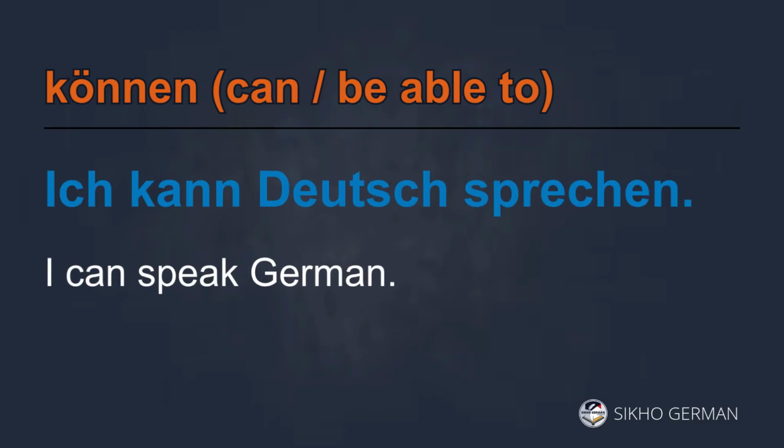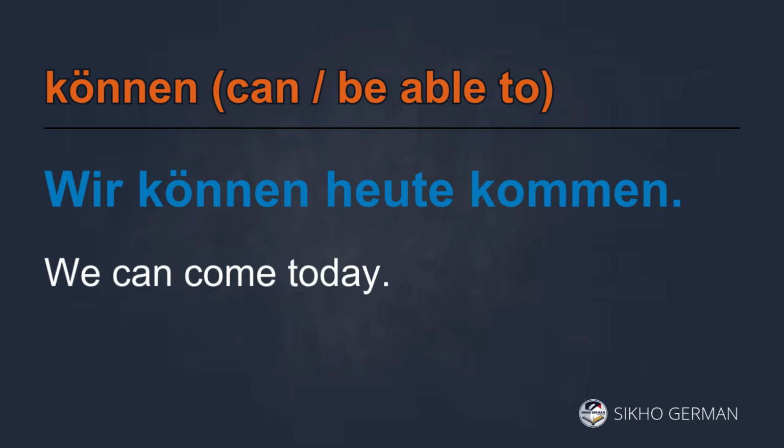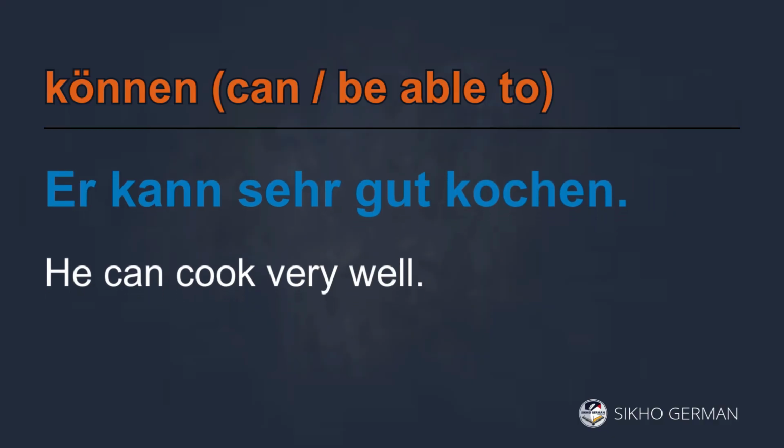Ich kann Deutsch sprechen means I can speak German. Use können when you want to express ability. Notice that kann is conjugated, but sprechen stays at the end in the infinitive form. Wir können heute kommen means we can come today. This is another example of können showing possibility or ability. Er kann sehr gut kochen means he can cook very well. Here, können shows skill or capability.